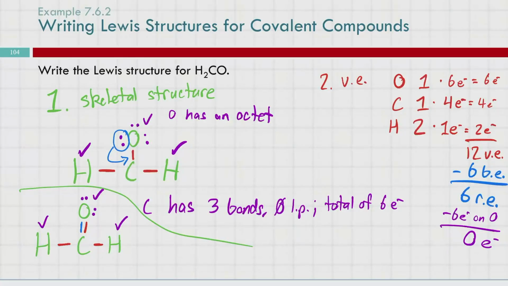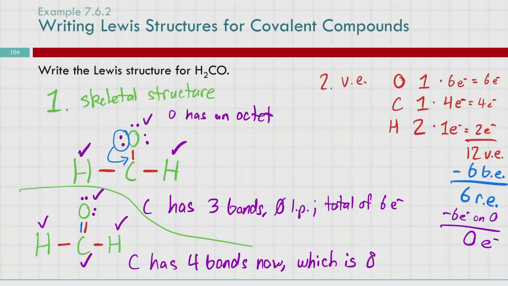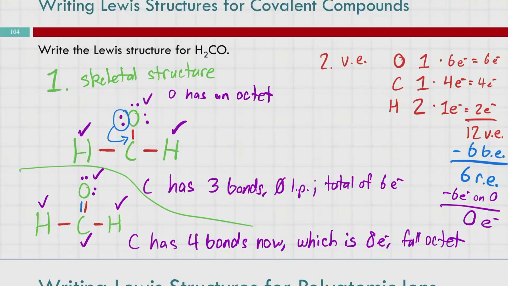When we move lone pairs in, we don't mess up the octet of the thing we're moving them from. So the oxygen keeps its octet, but carbon gets access to 2 more electrons. So carbon has 4 bonds on it now, which is a full octet. So the whole goal of the game is get everyone their octets, or for hydrogen, the duets. That's all we're doing with the game.